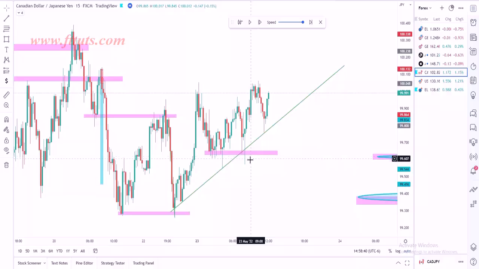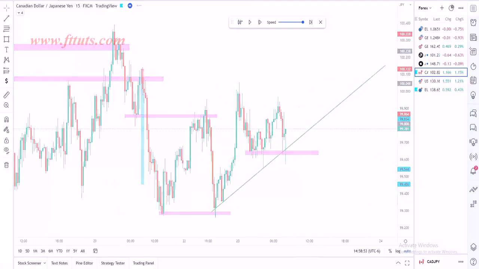So let's go to this level, it was really created right here. So let's go to this area and see if there's a potential trading opportunity right there.